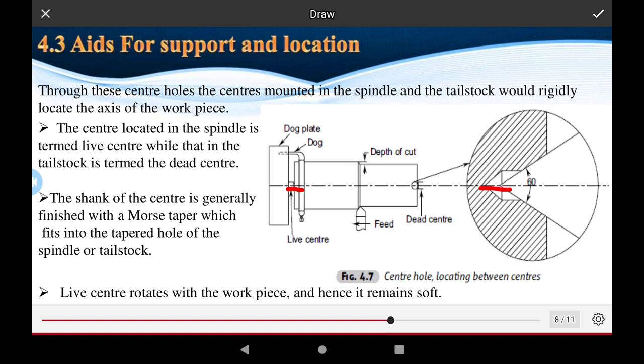The center location in the spindle is termed the live center, while the tailstock one is the dead center. The dead center is also known as the tailstock of the machine, and the live center is the chuck at the head of the machine. This center is generally finished with a taper, which fits into the tapered hole of the spindle.